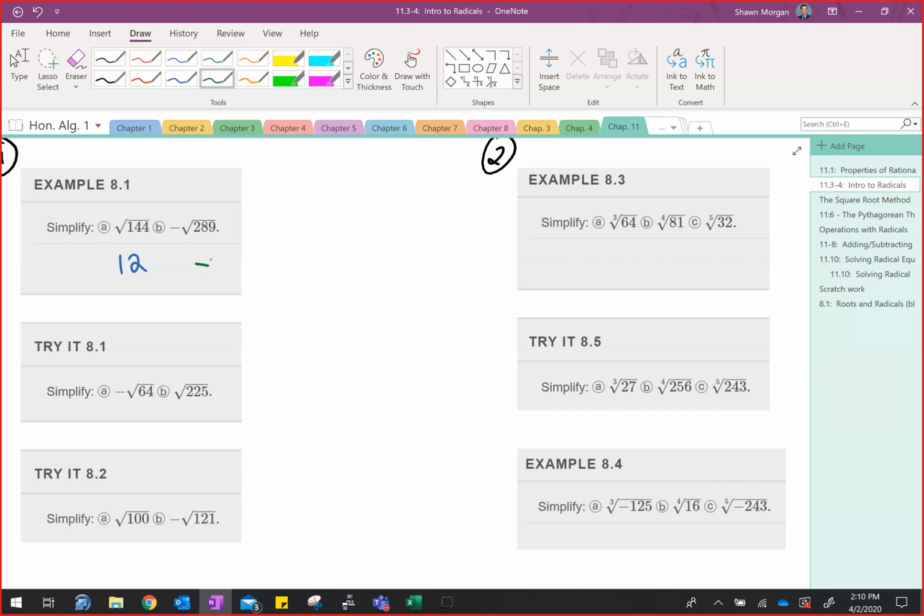Is it 17? Negative 17? Yeah, it's just going to be 17. So the square root of 289 is 17. If there's a negative coefficient, then we just say, okay, well, that's a negative.